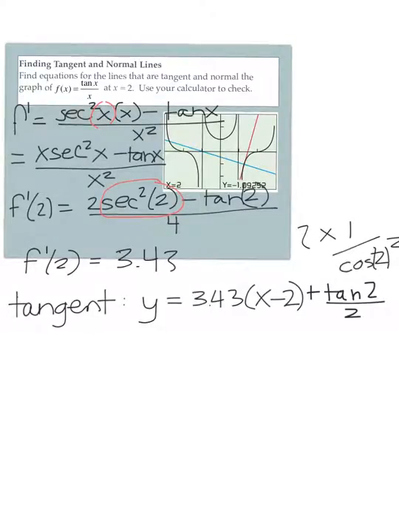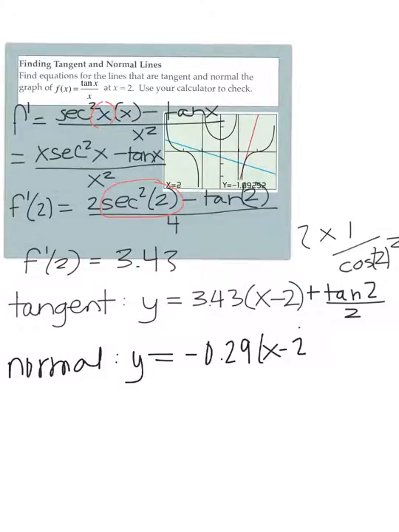Then the normal line, normal means perpendicular. So it's going to look exactly the same, except instead of 3.43, it would be 1 divided by 3.43, which is 0.29, and it would be negative. So it would be negative 0.29 times x minus 2 plus tan 2 over 2.